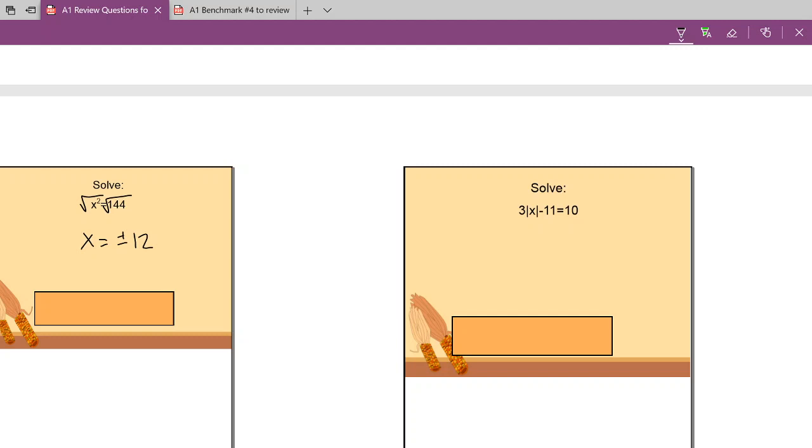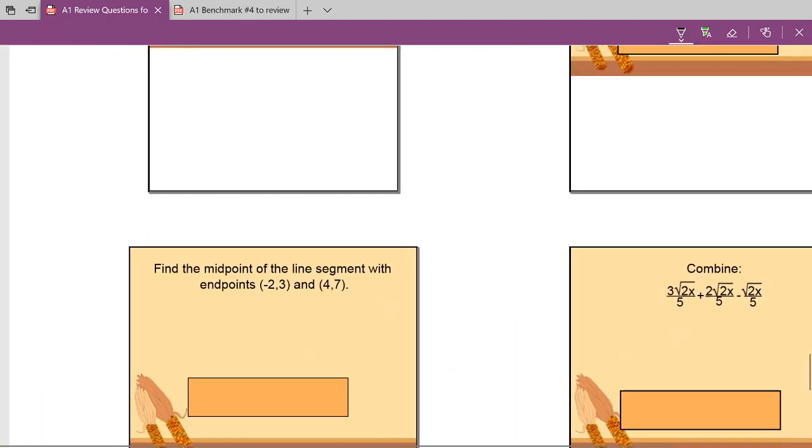Next one, get that absolute value alone by adding 11. And then we have 3 times the absolute value of x equals 21, divide by 3. And I get absolute value of x equals 7. So x must be 7 or -7. We have to have both answers.